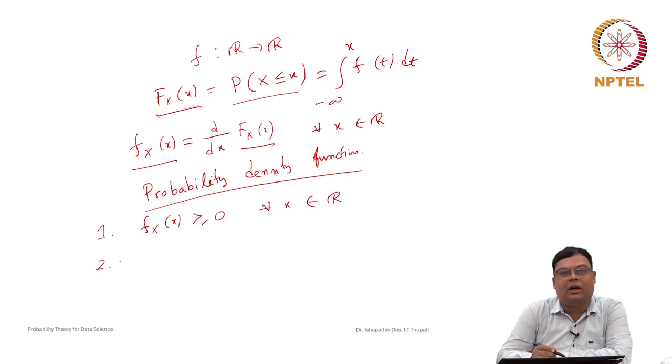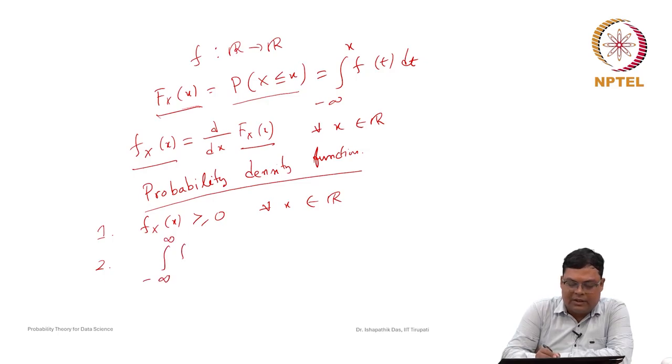Second, for the probability mass function, the sum of all the possible values it takes is 1. Here, because it is a continuous random variable, the sum will be replaced by integration. So the integral from minus infinity to plus infinity of f_X(x) dx is the probability of the certain event, which is equal to 1.